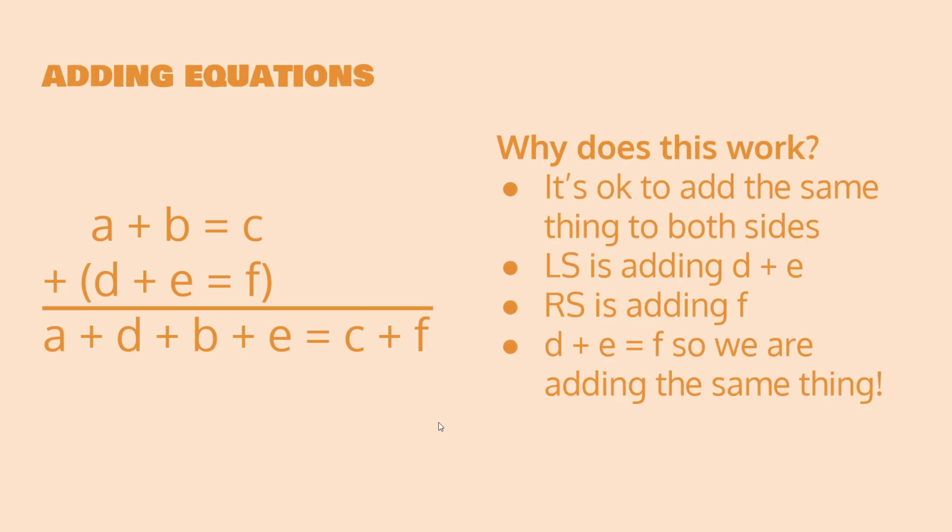So why does this work to add the two equations together like this? Well, first of all, we know it's okay to add the same thing to both sides of the equation. And so if we look at this, we're starting with a plus b equals c. So on the left side, we're adding d plus e, and on the right side, we're adding f. And since we know that d plus e equals f, we're adding the same thing to both sides. So that's why this all makes sense.